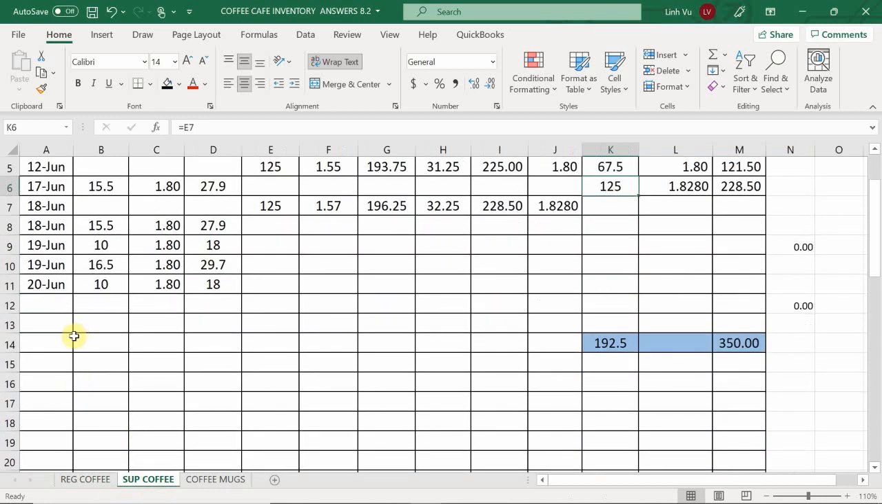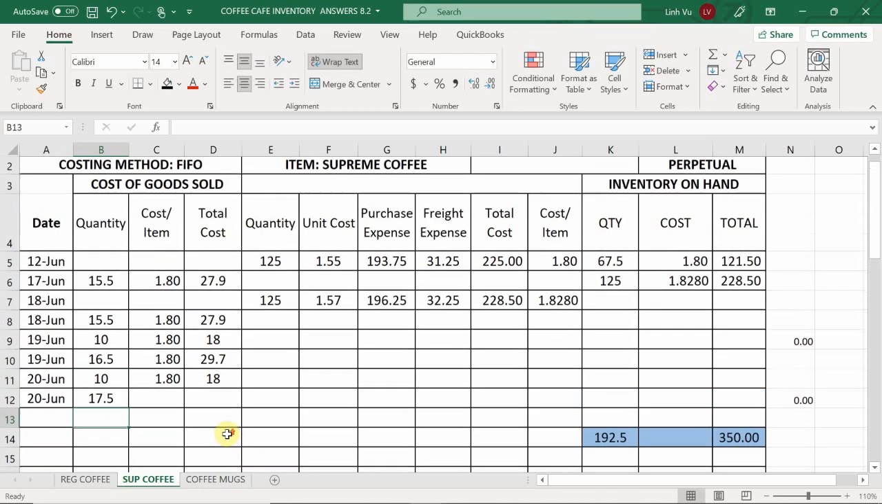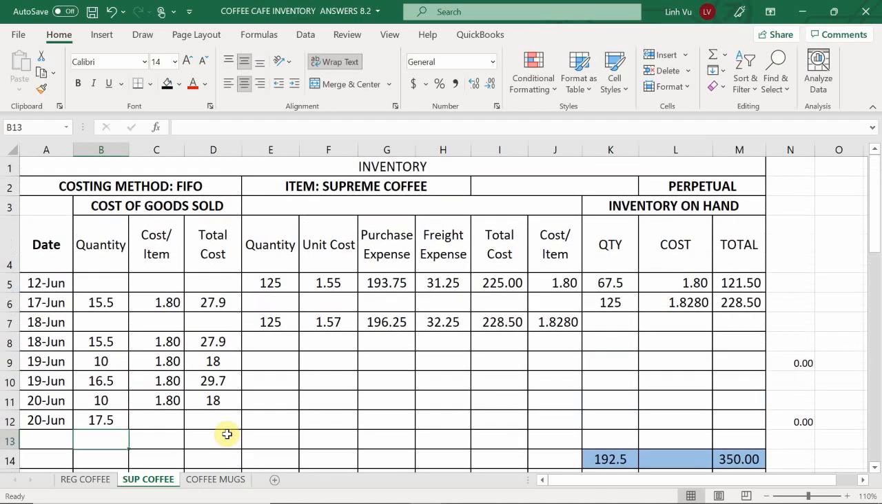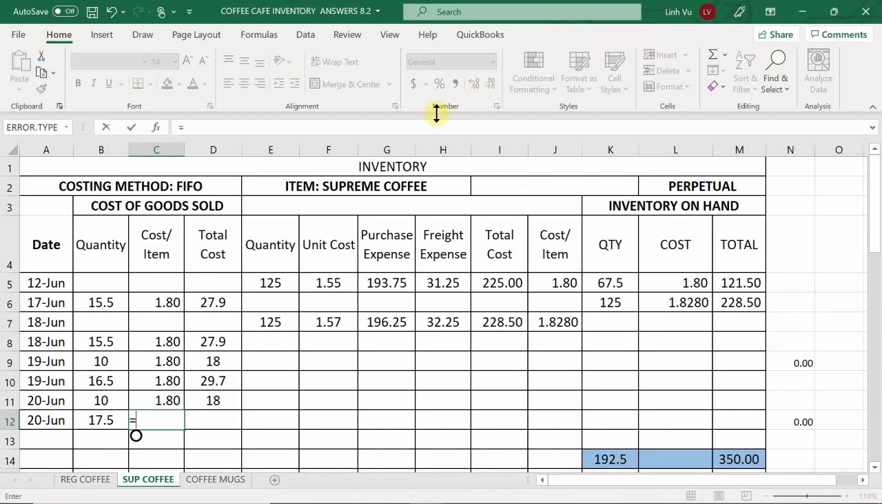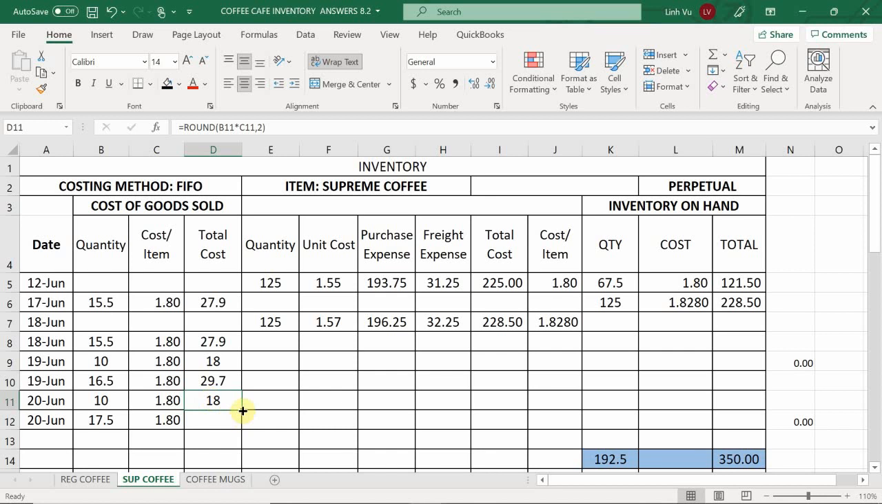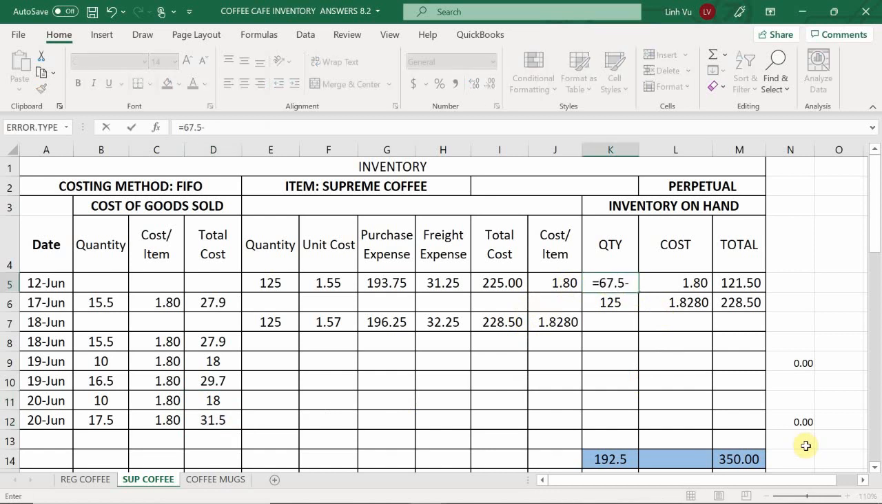All right, Supreme coffee. So we have 17 and a half pounds. So we still have it at 1.8. Okay, so we can go ahead. We have 31 and a half. 31.5. 31 and a half. Okay, good. Minus 17.5. So we have 20 pounds more. Minus 17 and a half.